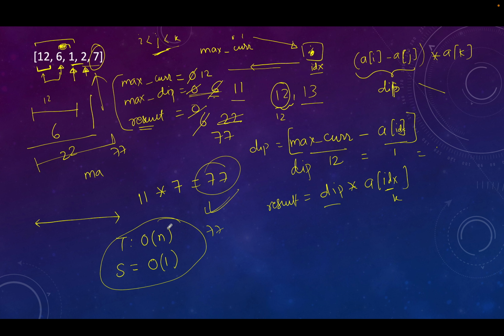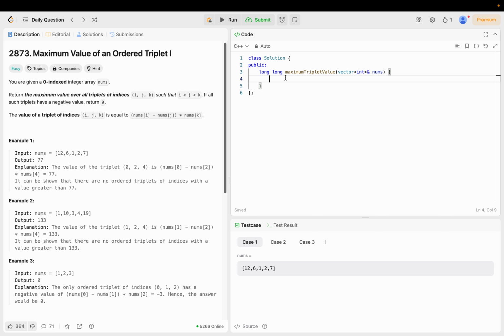Now let's write the code for this. So this is the problem. So nums.size, so if n is less than 3, then return 0. Without 3 we cannot have a triplet. Max current is 0. Max dip is 0. And result is 0.